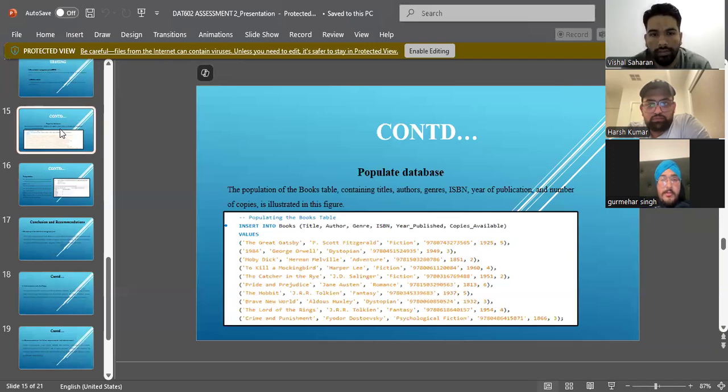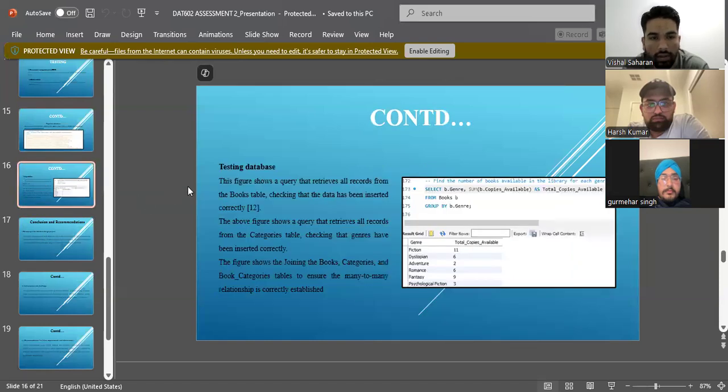I start with populating the database, the population of the books table containing titles, authors, ISBN, year of publication, and number of copies. It is illustrated in the figure. The second point is testing the database. The figure shows a query of all records from the books table, checking that data has been inserted correctly. The above figure shows all records from the category table, checking that the genres have been inserted correctly.